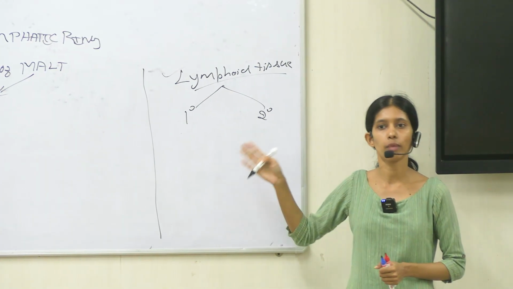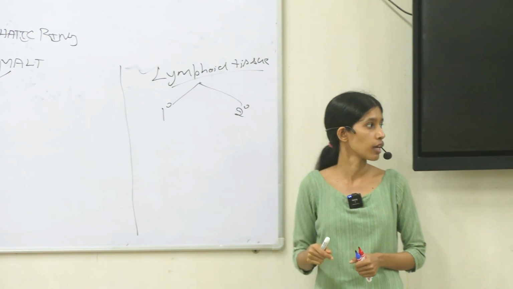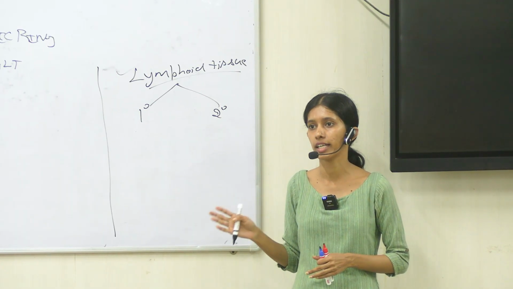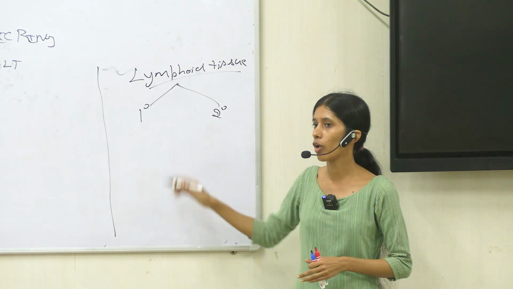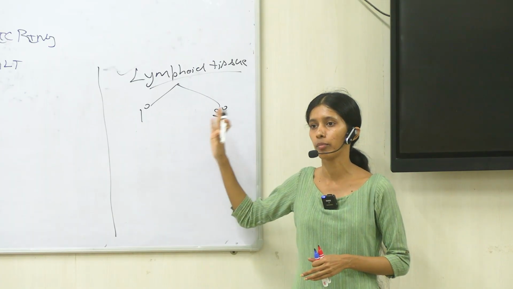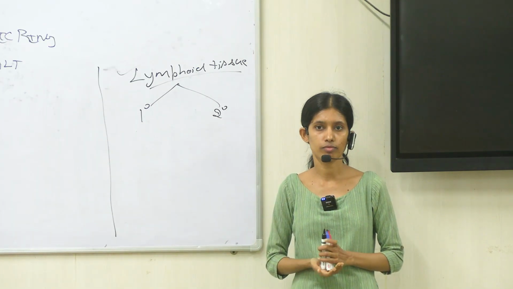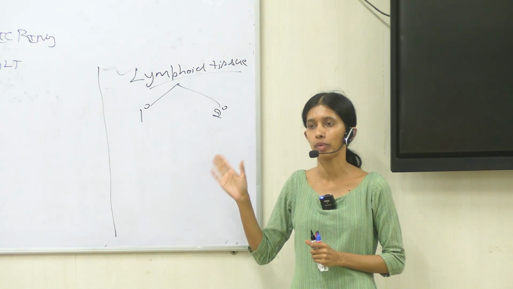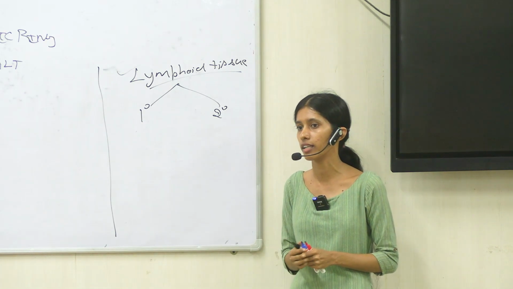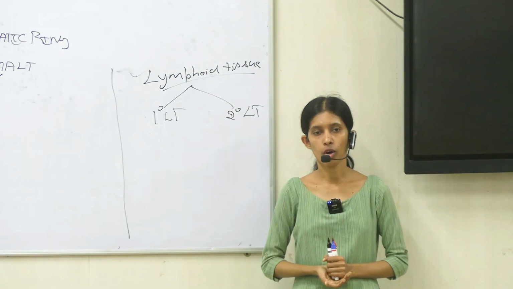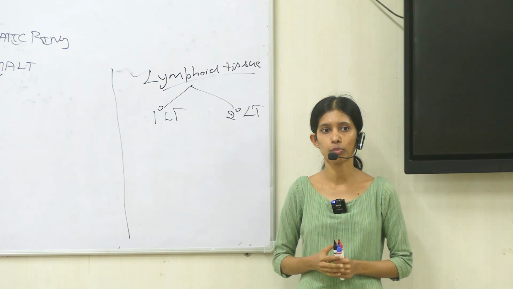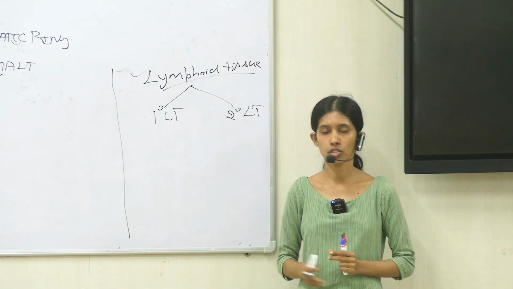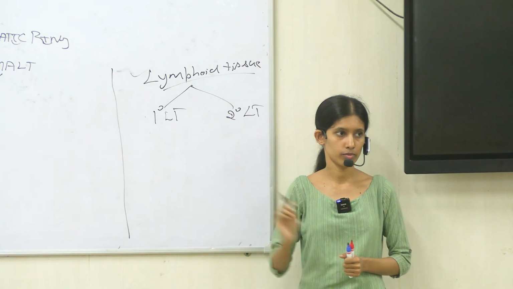We call it primary lymphoid tissue sometimes, and sometimes it is called primary lymphoid organs or secondary lymphoid organs. On what basis do we divide them into primary and secondary types? It's just a general anatomy topic.